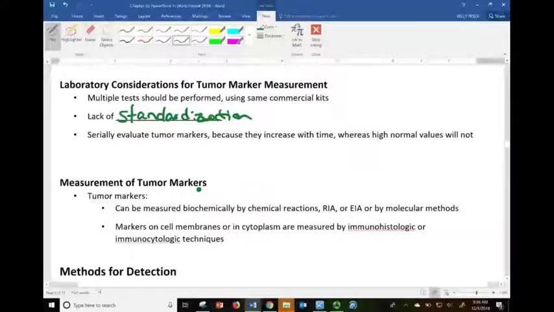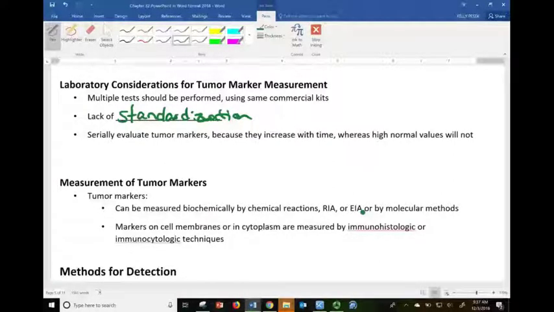So how do we measure these levels? Well, they can be measured biochemically by chemical reactions, radioimmunoassay, enzyme immunoassay, or by molecular methods. Immunoassays are the most common measurement method available. And markers on the cell membrane or in the cytoplasm are measured by immunohistologic or immunocytologic techniques. So these would be tests that are performed in histology. So we might be working alongside the histology lab with some of these types of cancer.